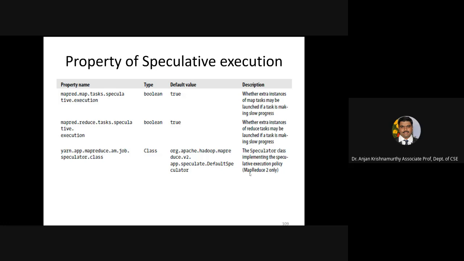These are some of the properties of speculative execution. You may see that for the MapReduce map task, speculative execution is a Boolean, true by default. And you can also see that the reduce speculation is also true by default. The class responsible for speculative execution is job.speculator.class, where the speculator class is implemented. Now, this policy was implemented only in MapReduce 2.0. It was not available in MapReduce 1.0.